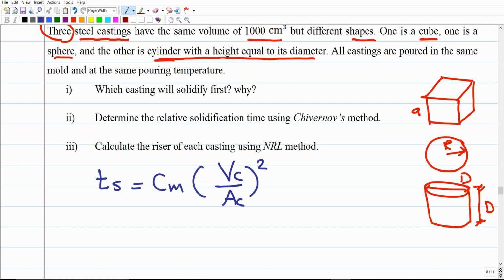So which casting will solidify first? In other words, put these castings in order according to their solidification time. How can we arrange them? Which one will solidify first, which second, which third? Let us do the calculations.